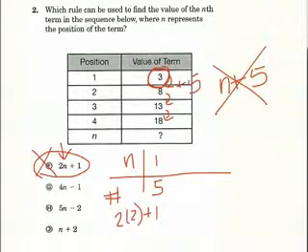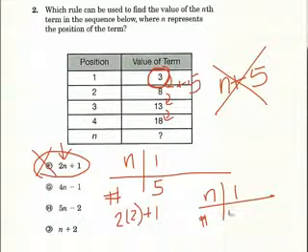Let me make another table. I'm actually going to make it over here. So n and the number. If it's 1, it would be 4 times 1 minus 1. And that gives me 3. Oh, it looks like it's working, right? Okay, let's try the next one then.